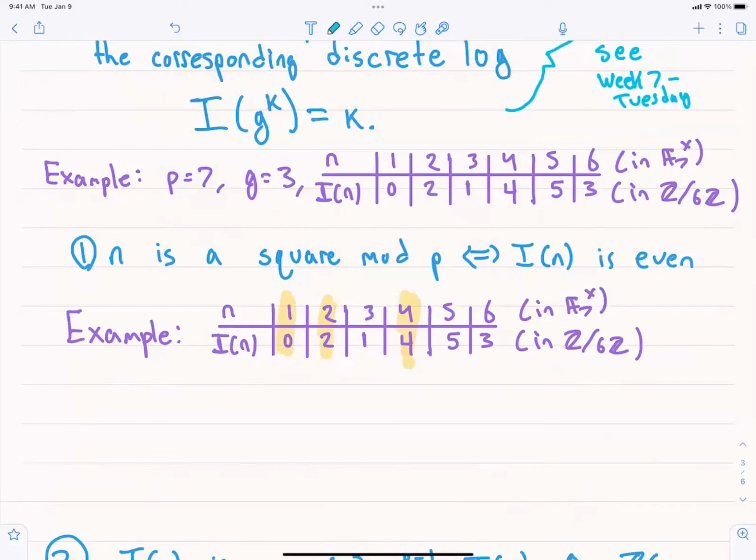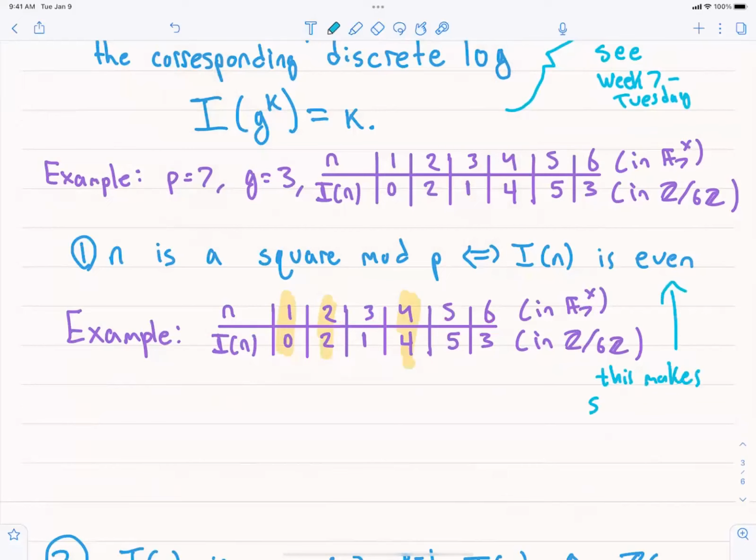It makes sense to say I of n is even, even though I of n is not an integer. I of n is something in Z mod (p minus 1)Z. But it still makes sense to talk about it being even or odd, exactly because the thing you're looking modulo, this p minus 1, is also even. So this makes sense.